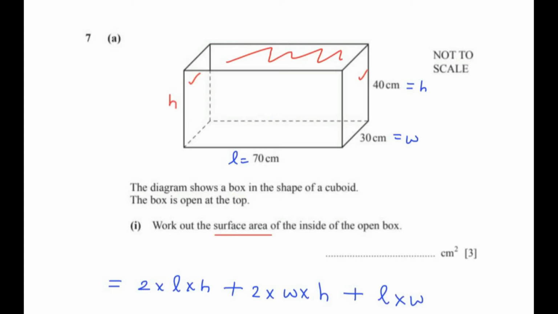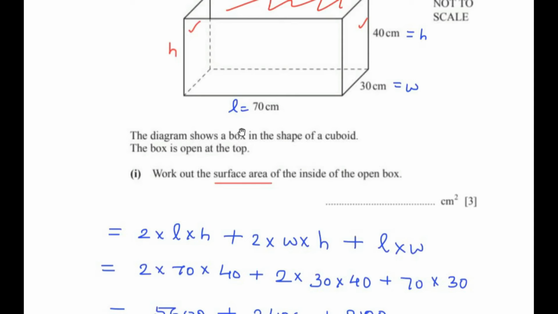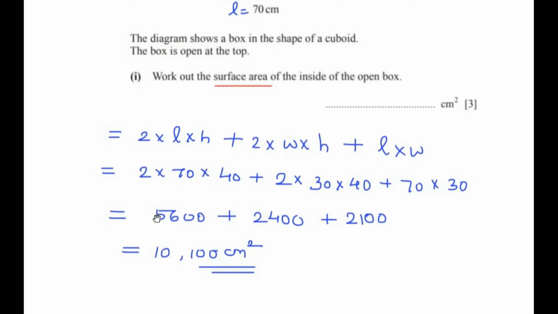Now here the next step is substitution of their respective values. So we have 2 times length, which is 70, times height, which is 40, plus 2 times width, which is 30, times height, which is again 40, plus 70 times 30. Now this will simplify as 5600 plus 2400 plus 2100, which will add up together to give you 10,100 centimeters square.